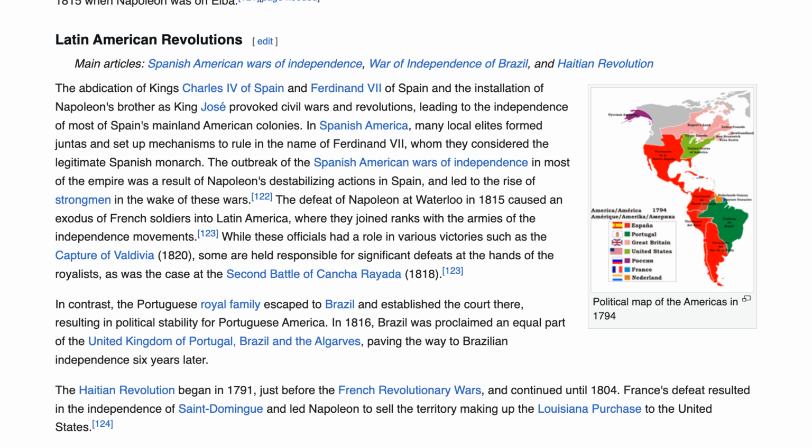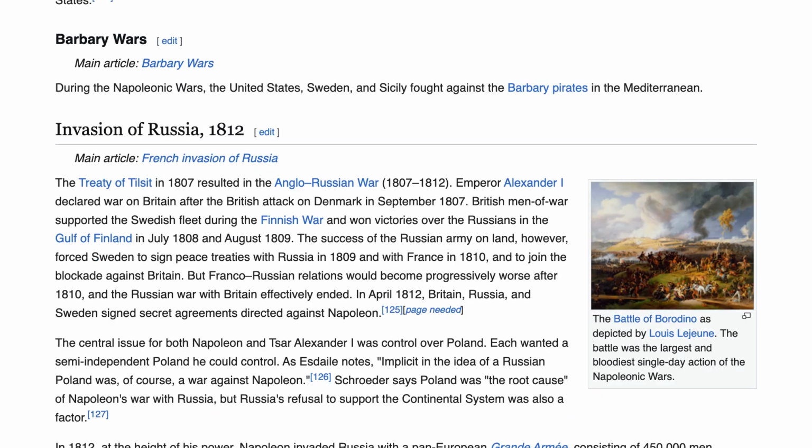The Haitian Revolution began in 1791, just before the French Revolutionary Wars, and continued until 1804. France's defeat resulted in the independence of Saint-Domingue and led Napoleon to sell the territory making up the Louisiana Purchase to the United States. Barbary Wars. During the Napoleonic Wars, the United States, Sweden, and Sicily fought against the Barbary pirates in the Mediterranean.